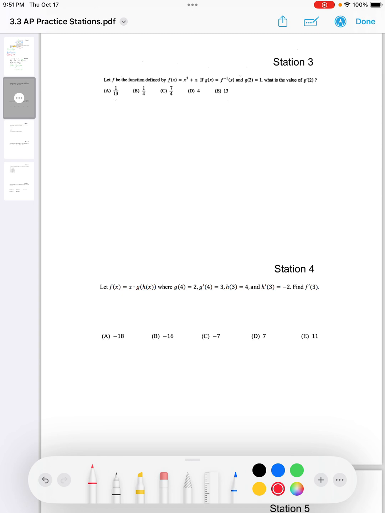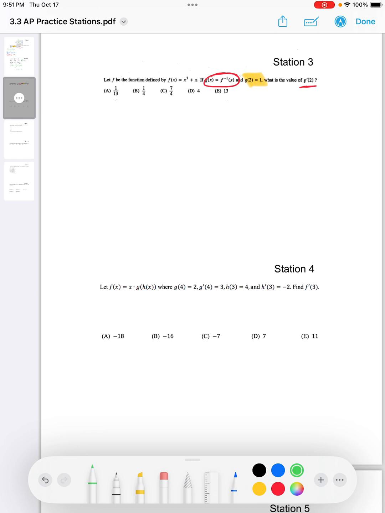Station 3. Let the function be defined. f of x is equal to x cubed plus 1, where we know that g of x is equal to the inverse of f of x. What is the value of g prime of 2? Oh, I missed over this part. We also know, and this is going to be helpful, that g of 2 is equal to 1. So that's on the inverse.